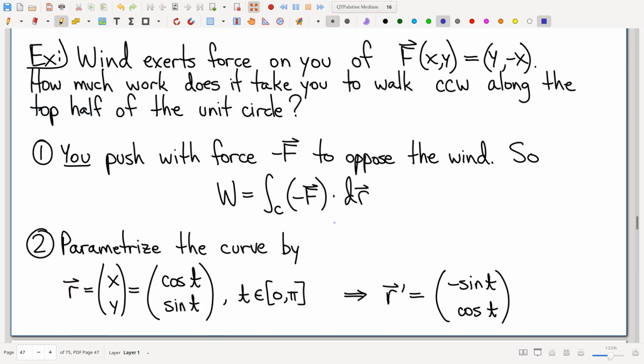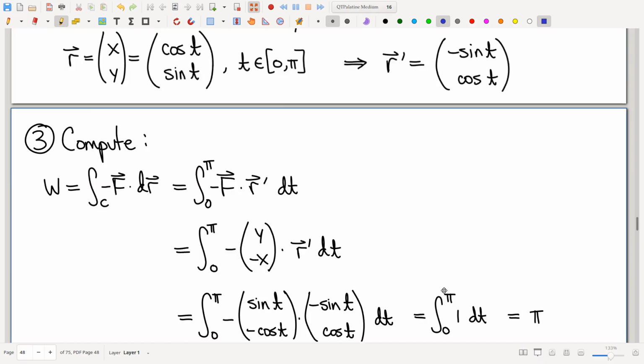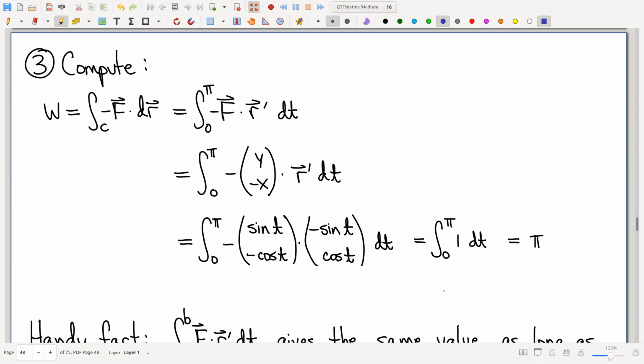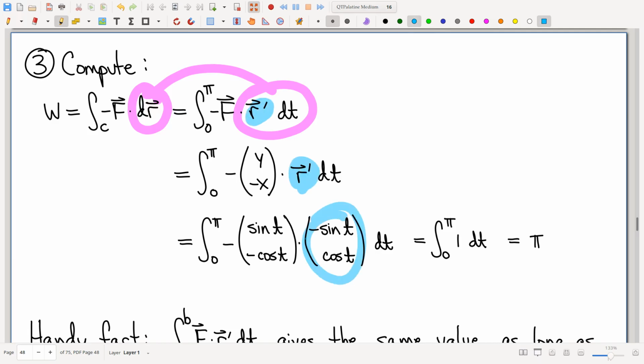And then we take the derivative. That's going to get plugged in. This is all just plugging in. So reminder, don't forget, dr is r prime dt. We just computed r prime. R prime is that.